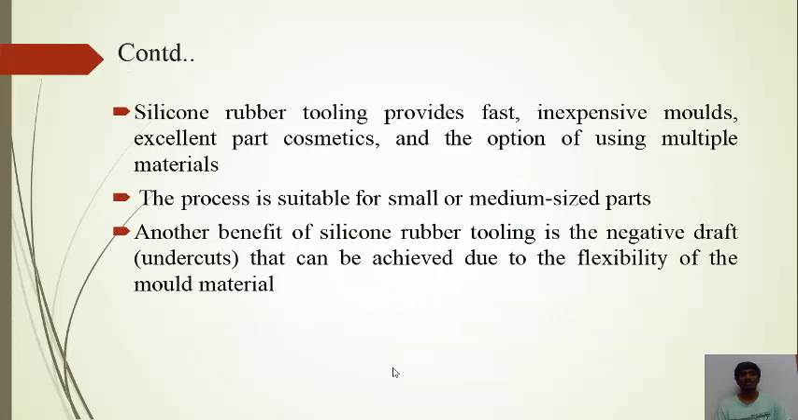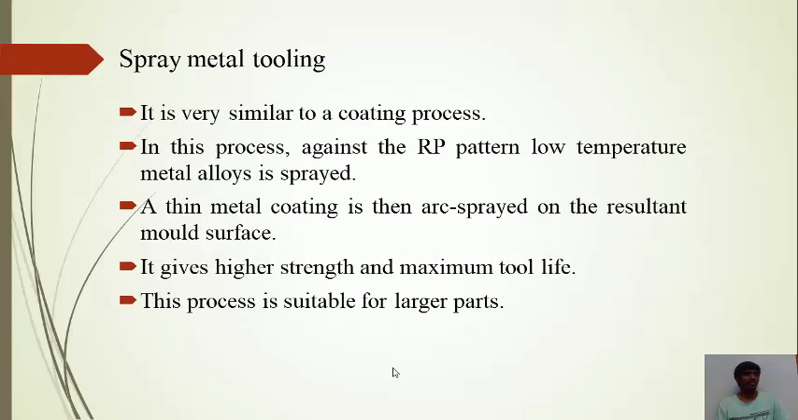As I said, this silicon rubber tooling provides fast and inexpensive molds, excellent part cosmetics, and the option of using multiple materials. That is, we can use any type of material, depending upon customer requirements. So this process is suitable for small or medium sized parts. Another benefit of silicon rubber tooling is a negative draft that can be achieved due to the flexibility of this mold material. Now we are going to see about this spray metal tooling.